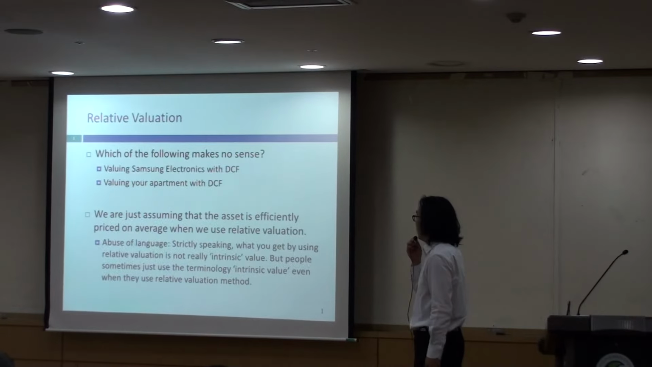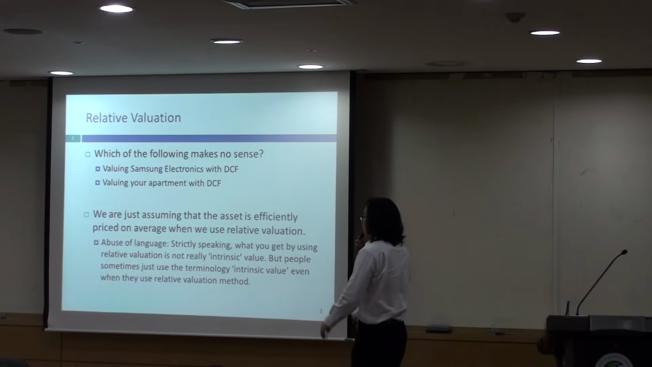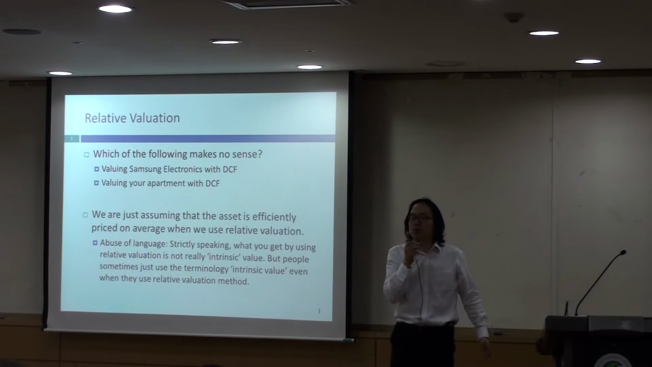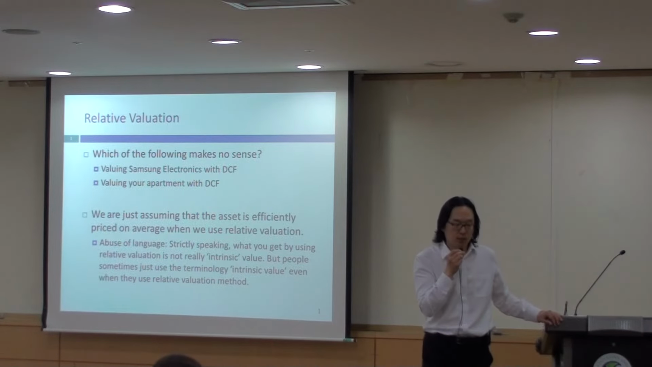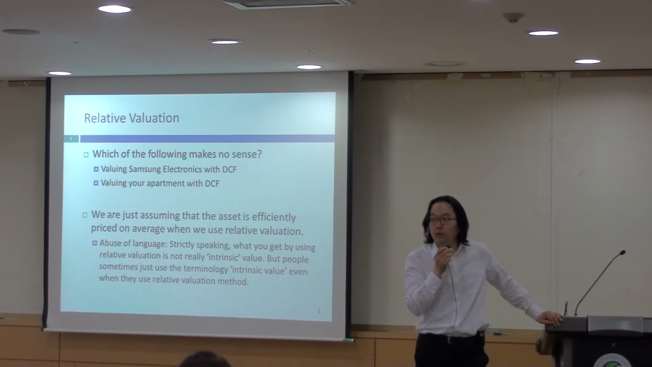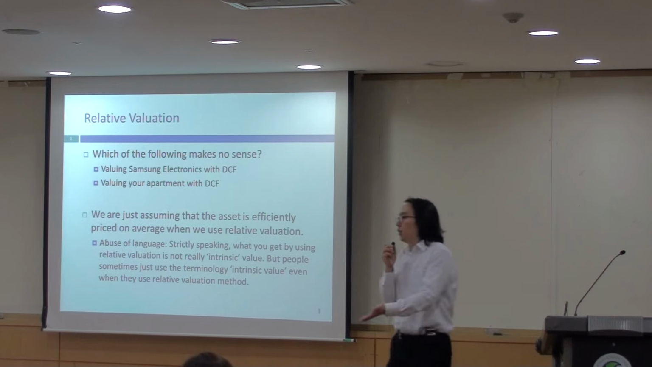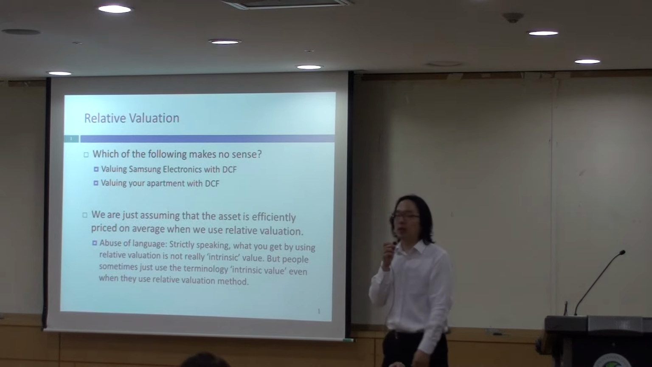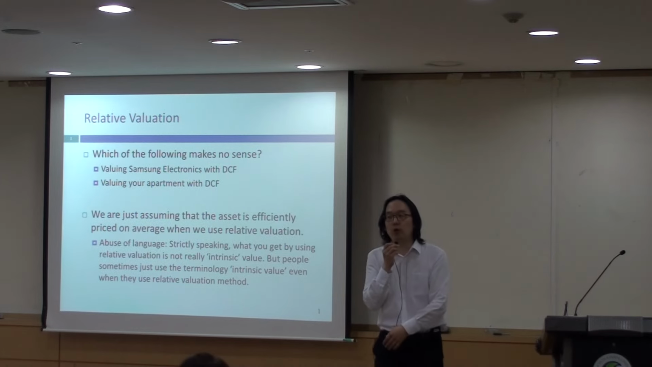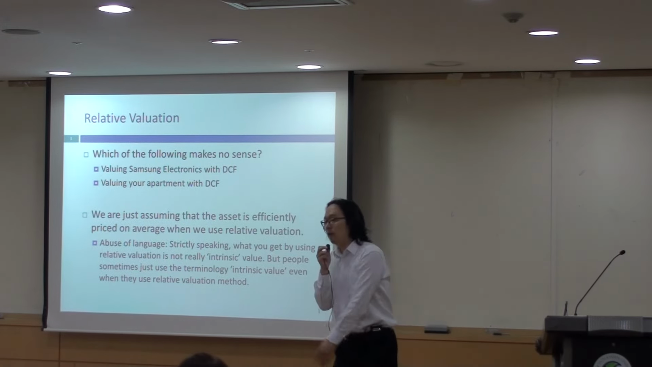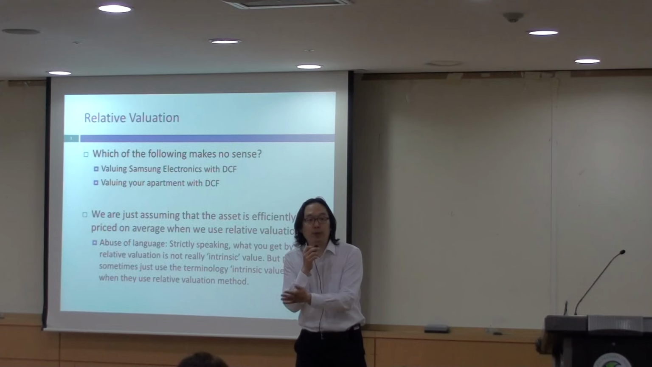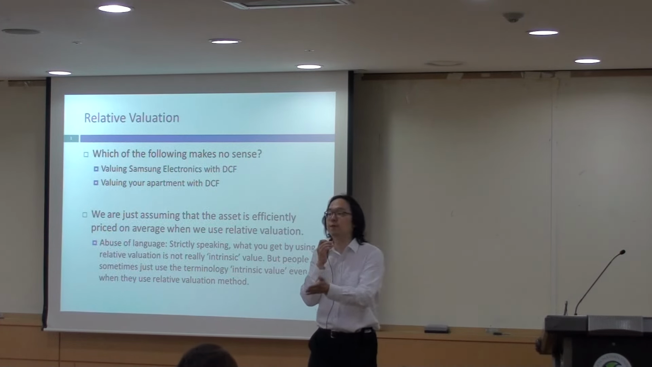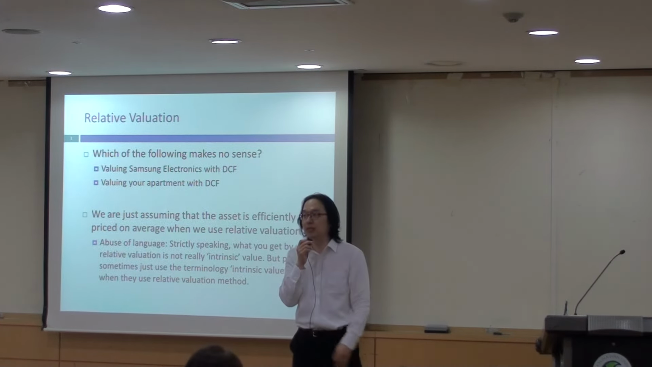When we use relative valuation, that's the second point we want to make. There's an abuse of language, okay, in the industry. Valuation, and then they say intrinsic value. Okay, the word intrinsic value, that's uniquely for the DCF value number. The value justified by your fundamentals, economic fundamentals.